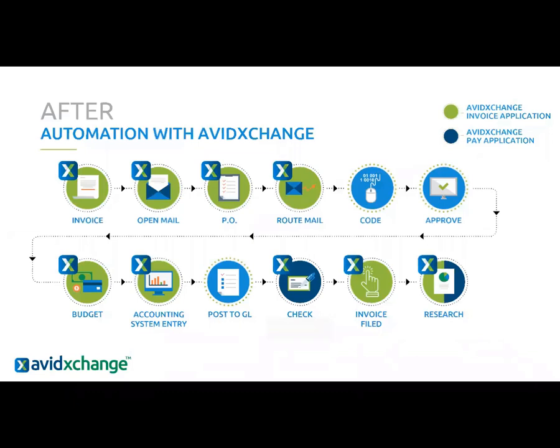AvidXChange is a SaaS-based solution, so as long as you can access the internet, you can access AvidXChange no matter where you're at, no matter at what time. You can be on any type of device. The system will recognize if you're on an iPhone or on your phone and format the screen for that particular format as well.